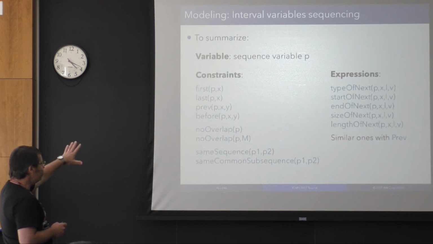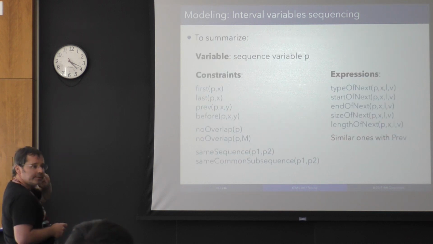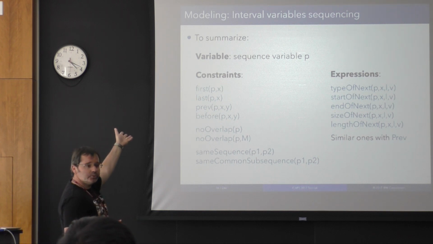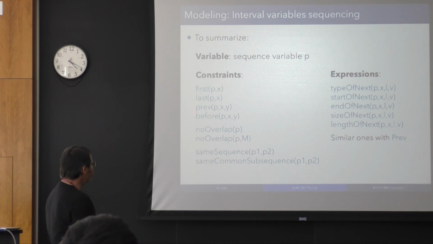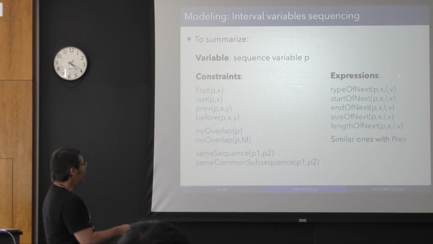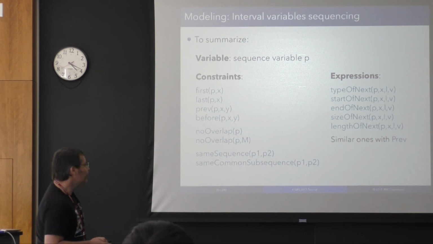Okay, to summarize, I finished here with interval variable sequencing. To summarize, we have a notion of sequence variable, P. We have a set of constraints. First, last, this sequencing constraint, no overlap constraint, same sequence constraint. And then we have a set of expressions. Okay?